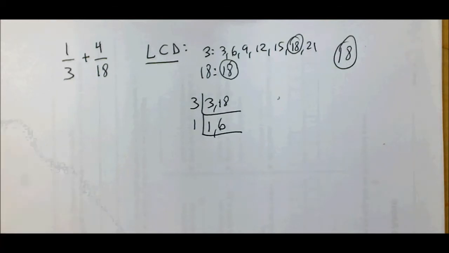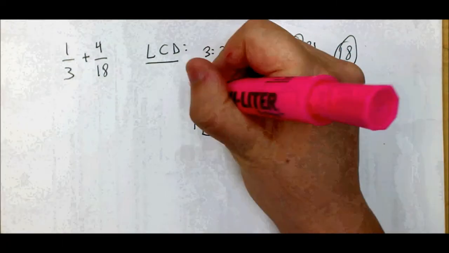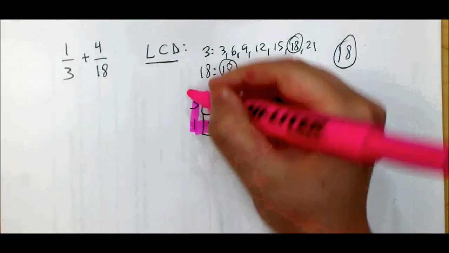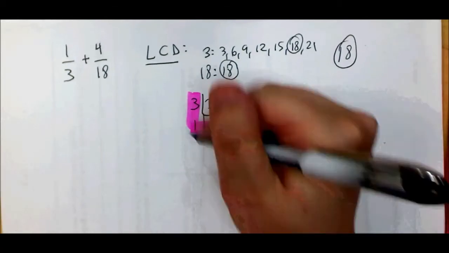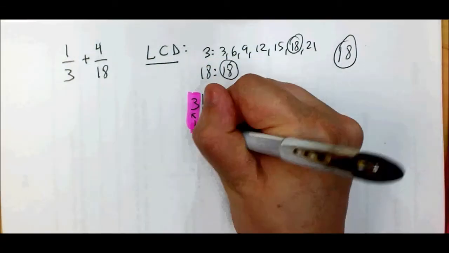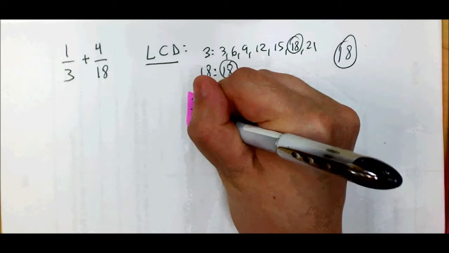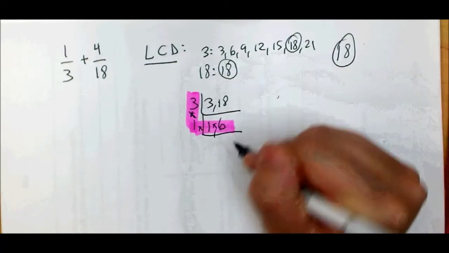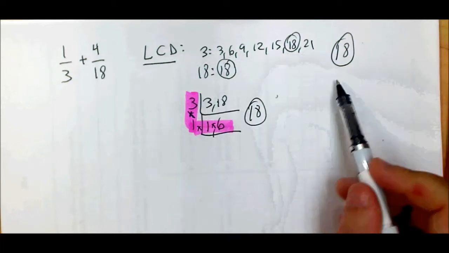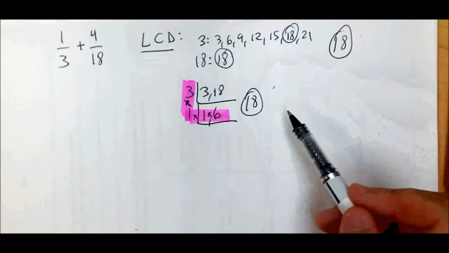is I make an L for least common denominator. And whatever's in the L, I multiply together. 3 times 1 is 3, times 6 is 18. So, two different ways of finding the least common denominator.